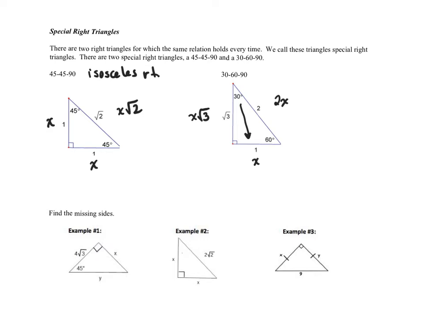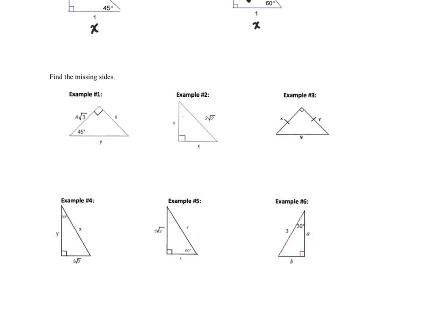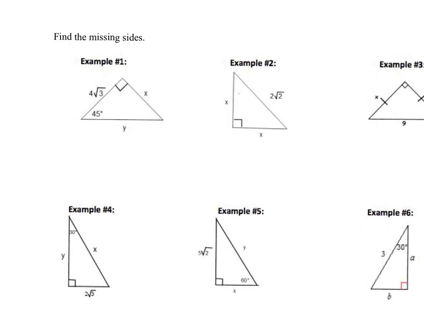So let's look at some examples of how we can find some missing sides in 45, 45, 90 triangles and 30, 60, 90 triangles. So this first one is a 45, 45, 90 triangle because it has a 90-degree angle. This is 45, so the other one, since they have to add to 180, would have to be 45. Now what we know is the sides across from a 45 have to be the same. So if the one across from this 45 is 4 root 3, then the one across from the other 45 would also have to be 4 root 3.